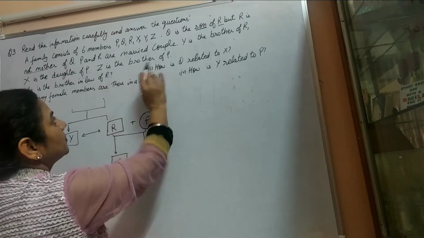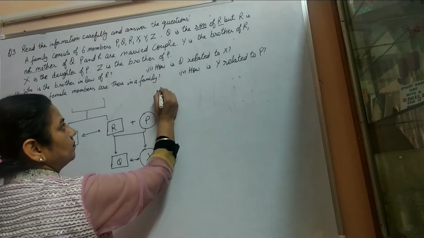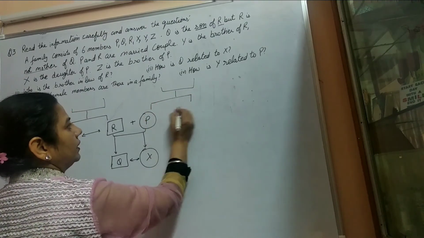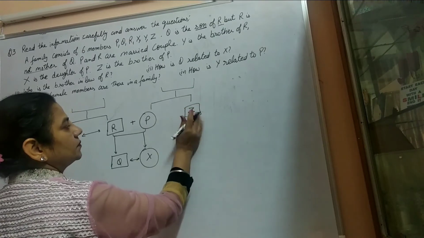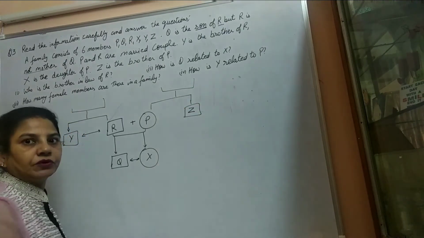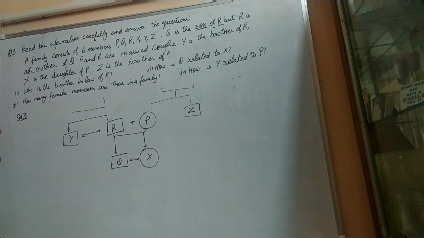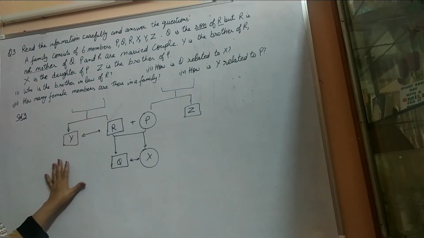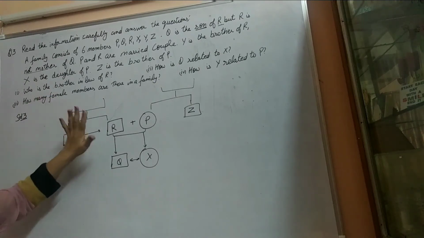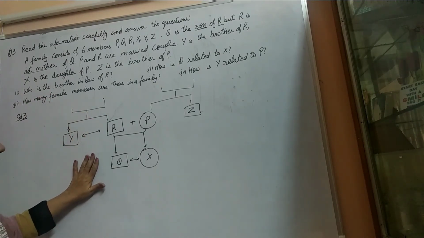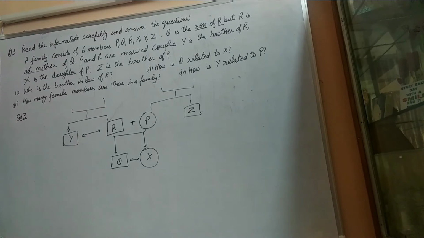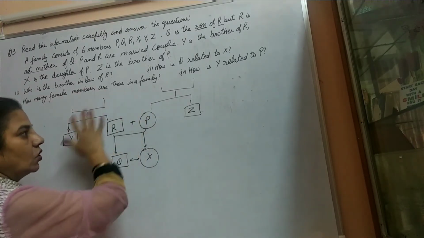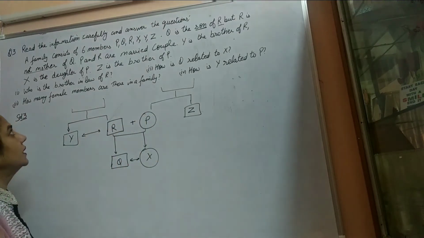Next, Z is a brother of P. That means the parents of P have two children, P and Z, and Z is a brother, a male character that we put in a box. Okay. This is how it is given. Whatever relations are given to us in the question, we have made the family tree over here. So there are 6 members. Let us count 1, 2, 3, 4, 5, 6. All 6 members have been arranged. Let us proceed with the questions.